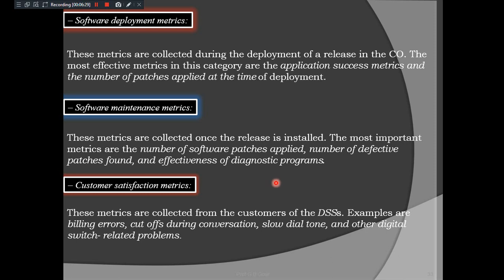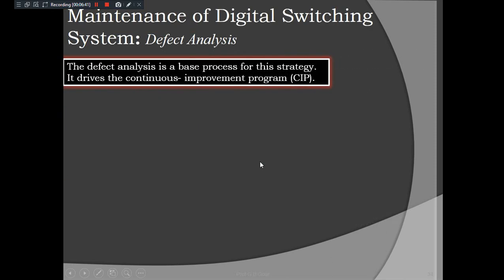Or sometimes you may also get: briefly explain about the maintenance metrics of the processes used in the DSS software upgradation or continuous upgradation. So next we can see the defect analysis.